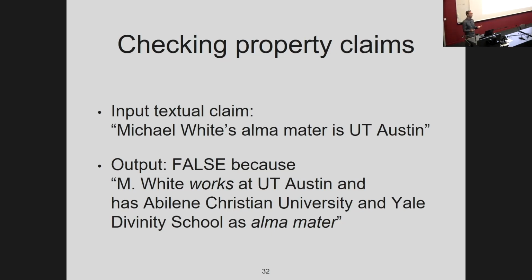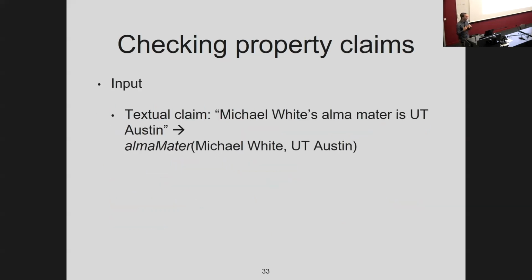Okay, so how do we do this? Now we're gonna exploit some of the things that we have seen during the week. First of all, we are doing this little NLP task, which is going from a piece of text, the sentence, into something that is structured. We have a little model based on decades of NLP for this problem, and it goes into a triple, and you may remember this from yesterday, where we have a predicate, a subject and an object. So in this case, we say alma mater, Michael White, UT Austin. This is going to be our input for the verification.